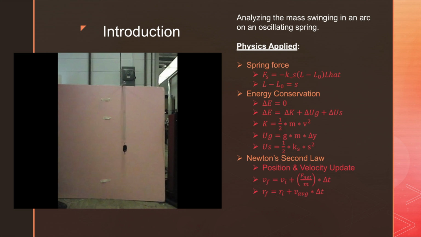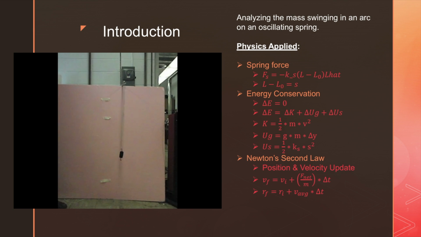In order to examine the energy of this oscillating mass, we need to use some physics. In this lab, we will utilize the physics of spring force, where the spring force is equal to the negative spring constant times the length of the spring minus its resting length, aka s, times the L hat vector.